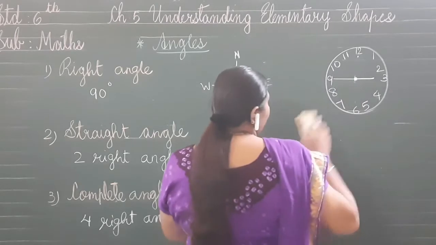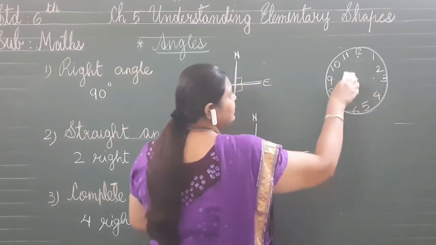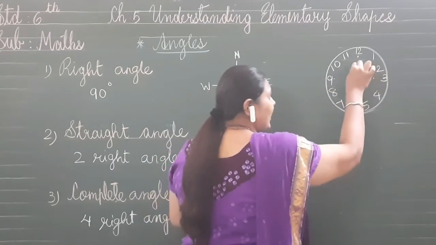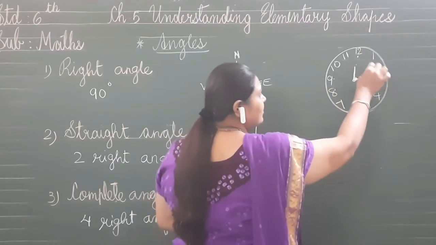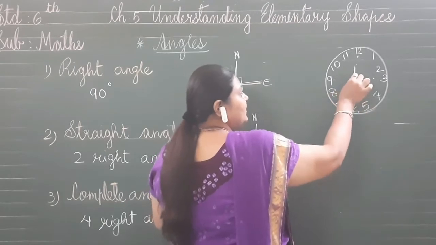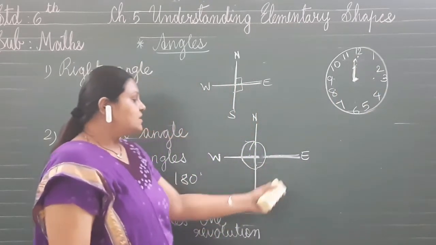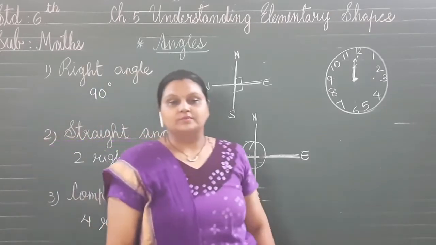In the same way, if we observe the clock, the hand is on 12. Again it comes to 12, then it has done one complete revolution. So this is called a complete revolution.